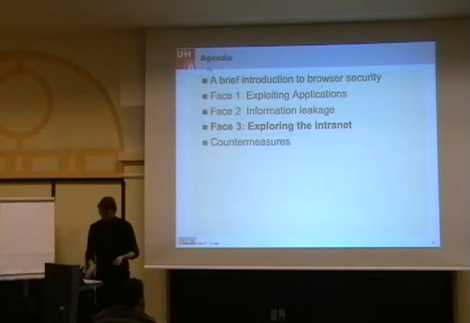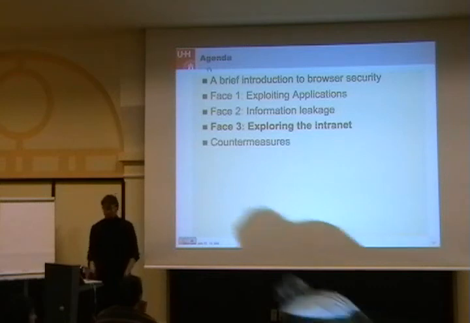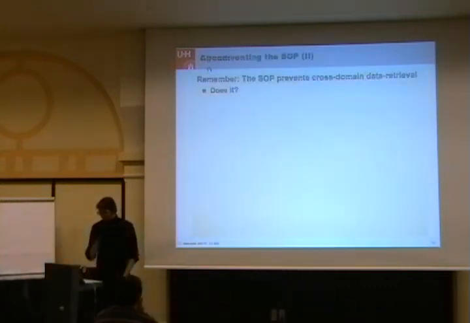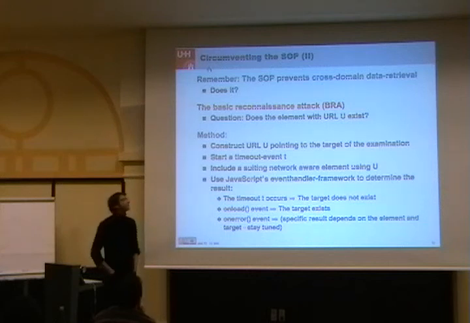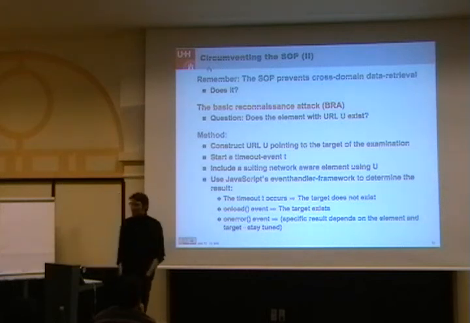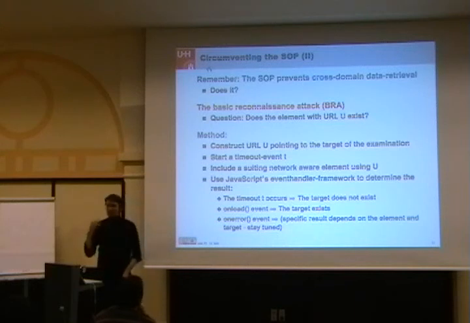Okay, rather quickly, the third phase of cross-site request forgery, one that was rather hyped, I think now a year ago, late 2006, when Jeremiah Grossman and Robert Hansen came out with this at Black Hat. The same origin policy should prevent cross-domain data retrieval, right? Somehow. But we have something that we call the basic reconnaissance attack. It's a really easy action to obtain the information of whether an entity hosted on a certain URL actually exists or not.